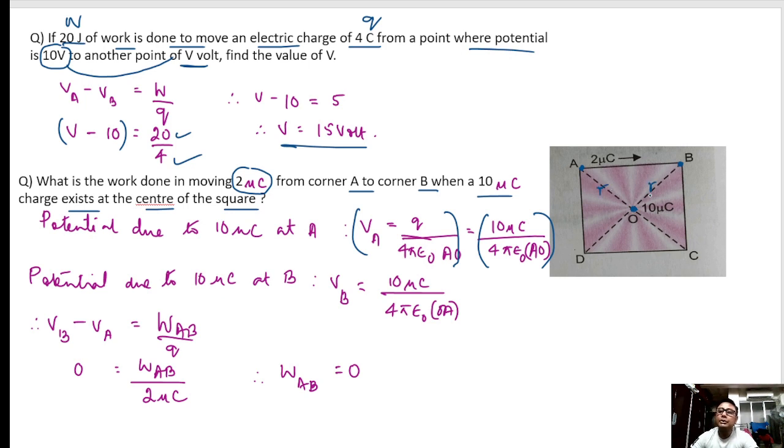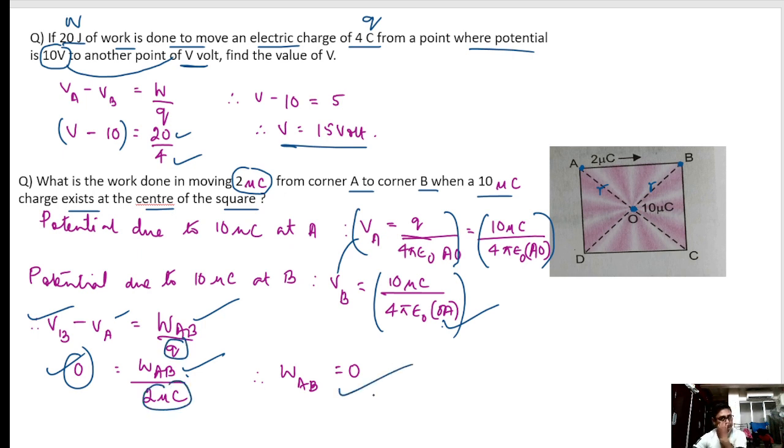Similarly, what is the potential due to 10 microcoulomb at B? It is the same. AO is equal to OB, so instead of OB, I can use AO. Now see, VA and VB are the same, so their potential difference will be 0. So if the potential difference is 0, the work done to bring this 2 microcoulomb should be 0. Clear? Next sum, let us see.